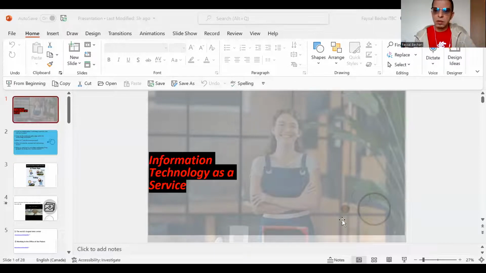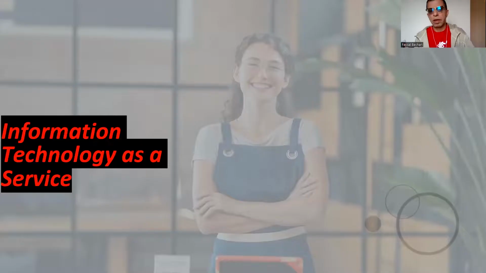So in this chapter, we will be talking about information technology as a service. We look at it, information technology as a service.